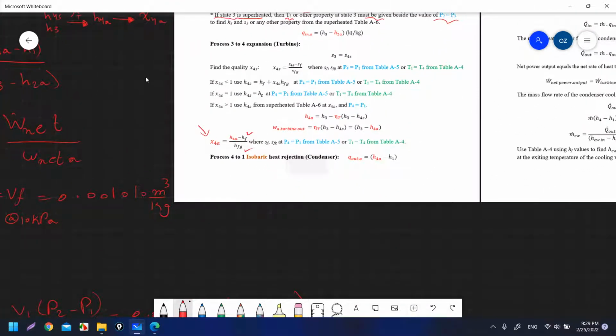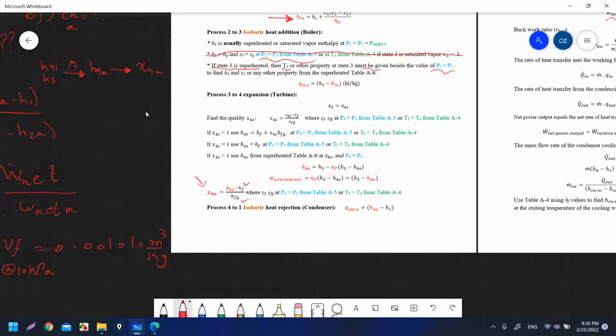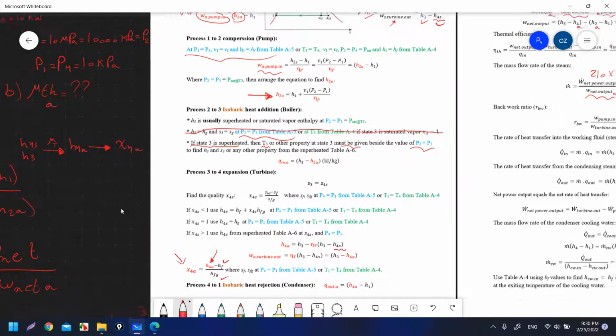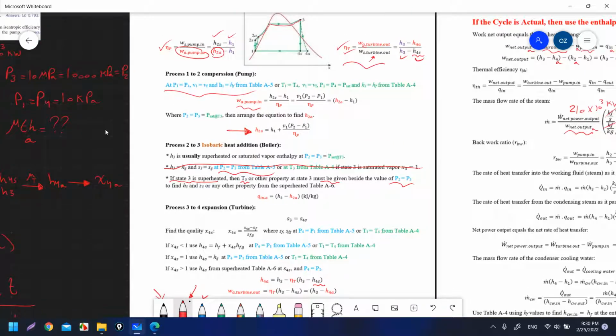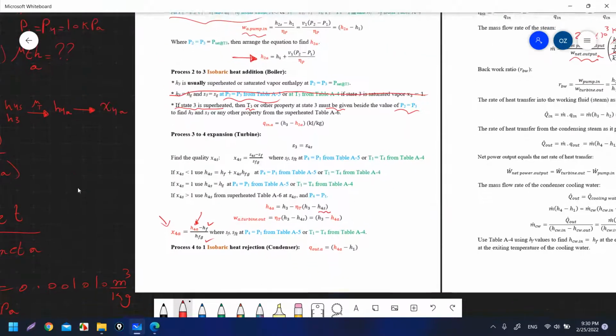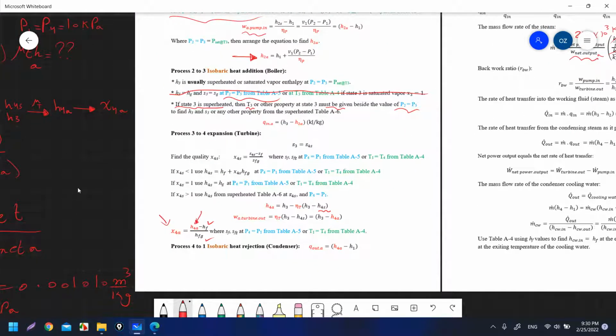Actually yes. It is an actual cycle, but in order to find H4A I first need to find H3 and H4S, because this equation is the same as the equation here, but we arrange it to put H4A alone on one side. So this equation contains H4S, and in order to find H4S I need to find first X4S, and X4S contains S4S, which is equal to S3.